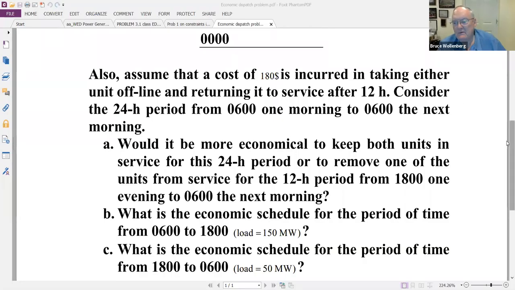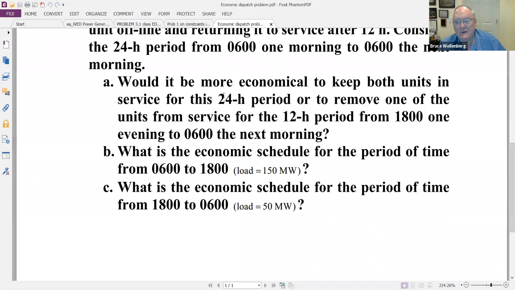Would it be more economical to keep both units on for the entire 24-hour period or remove one of them during the period that the load is low? What is the economic schedule for the period of time when it's 150? What is the economic schedule for the time when it's 50? At the period where it's 150, it's got two generators. We can solve that. That's a simple Lagrangian exercise. And we can look at the other one.